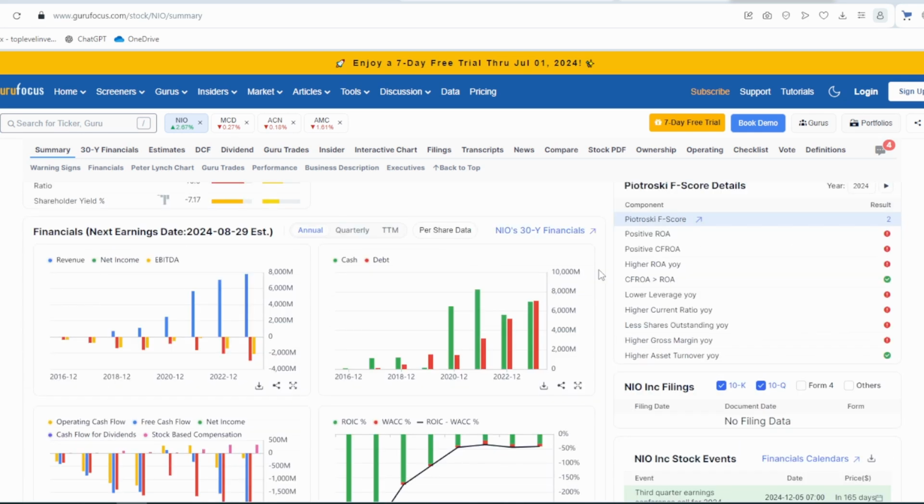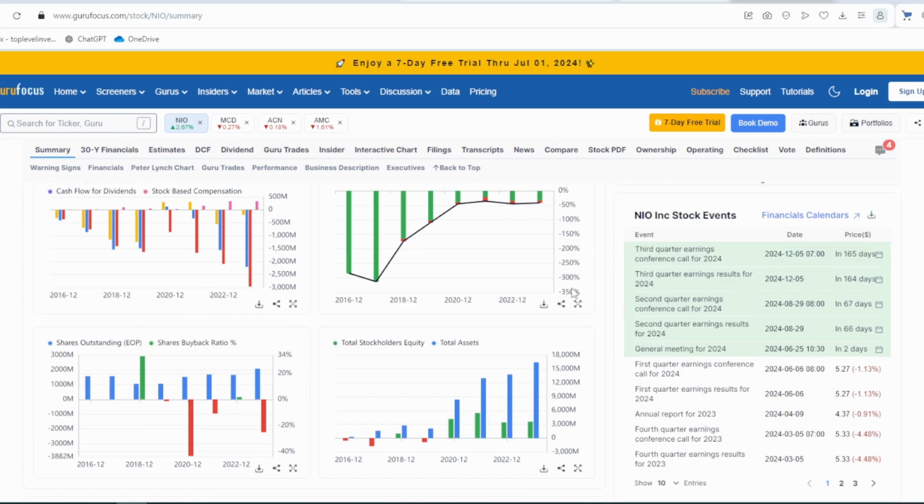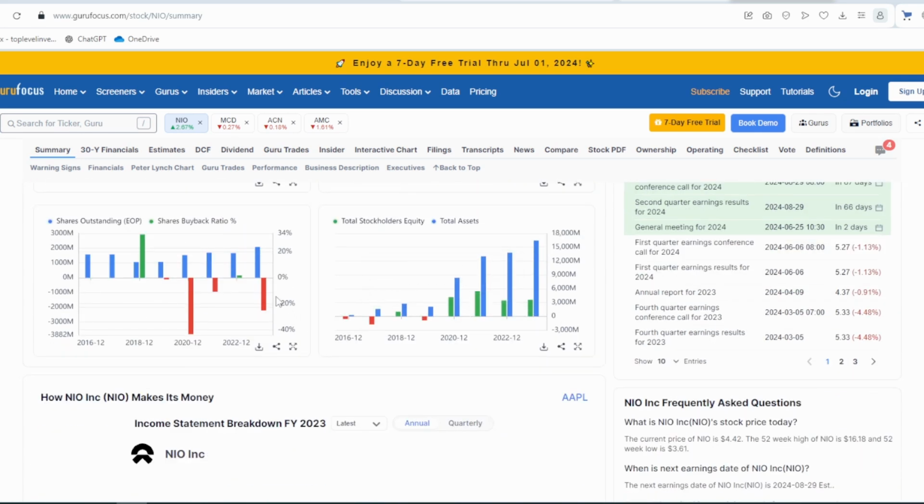Looking at the debt levels, the situation is healthy. The debt level corresponds to the cash on hand, meaning the company can pay off its debt immediately. This is a very healthy financial situation.